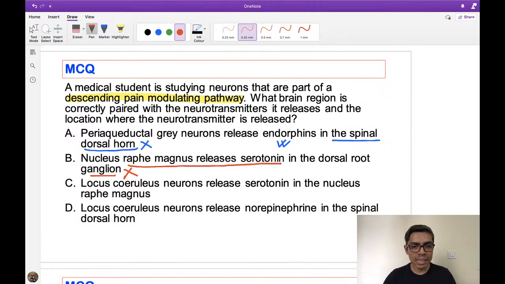Locus coeruleus nucleus releases serotonin. Obviously, this is the wrong one. Locus coeruleus does not release serotonin; locus coeruleus releases norepinephrine. So this is true, up to this level, and in the spinal dorsal horn, yes. So this is the correct statement. The answer here will be D, right?